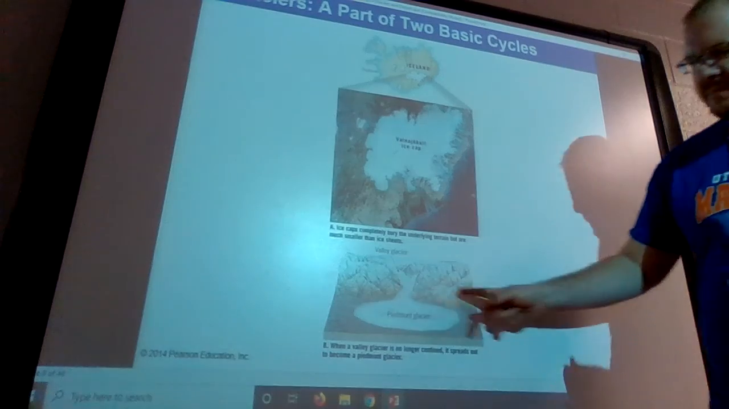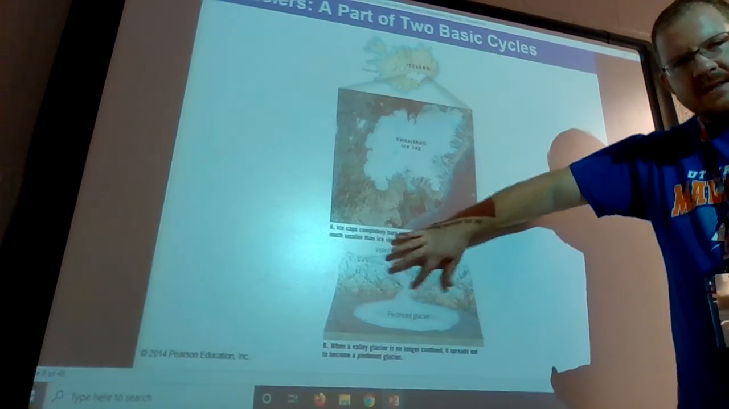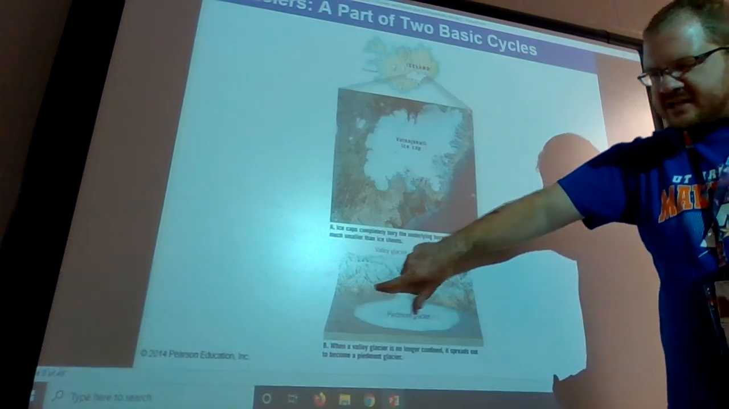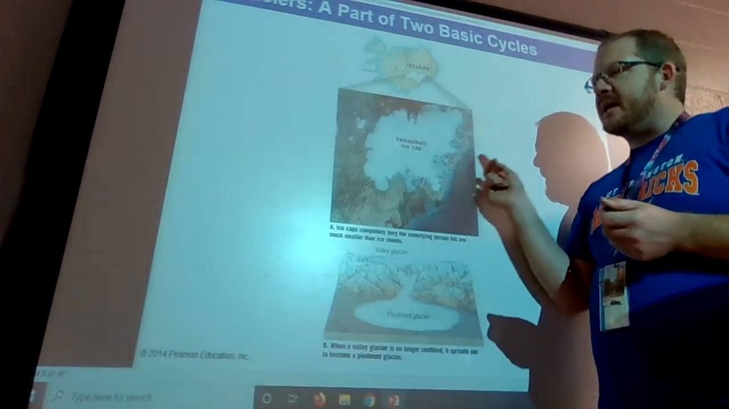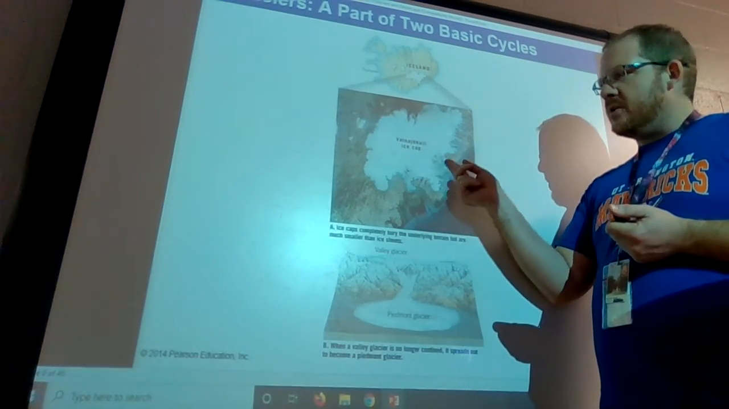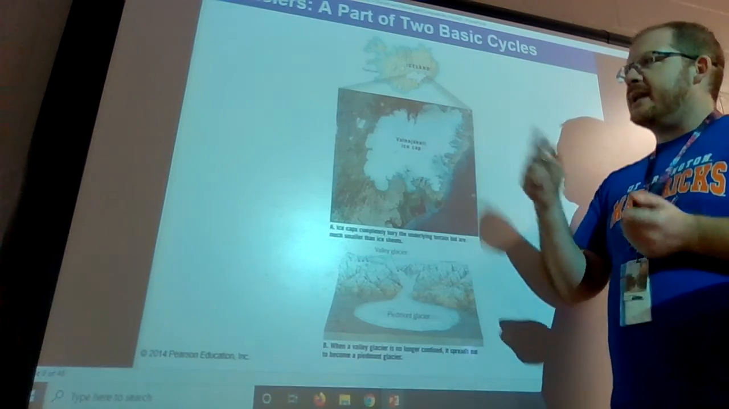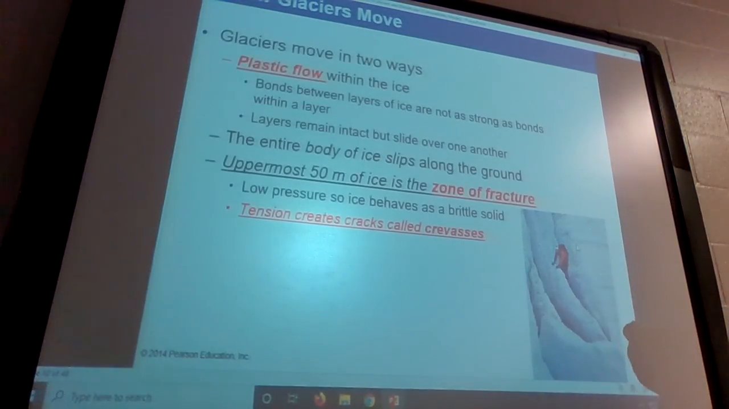So here's a picture of Piedmont glaciers. Towards the bottom, you can see that it comes down through the valley and the mountains up here, and then it spreads out once it gets out of that valley. This is a big ice cap in Iceland, and you can see that some of these little protrusions coming out of the side would be little outlet glaciers that are kind of coming off from the main flow.